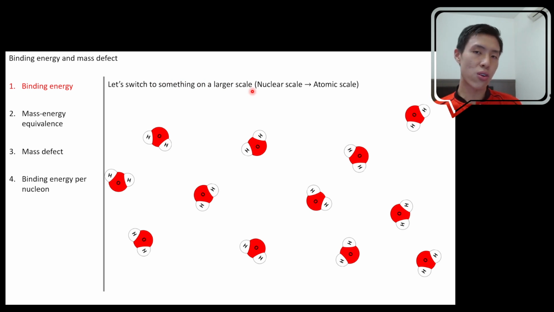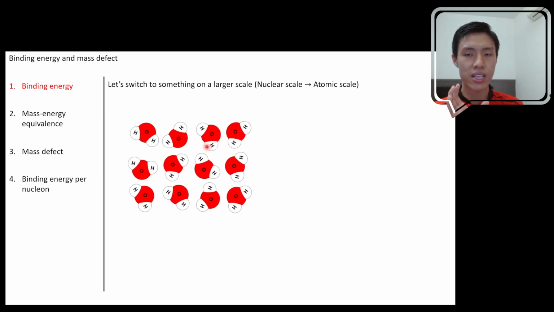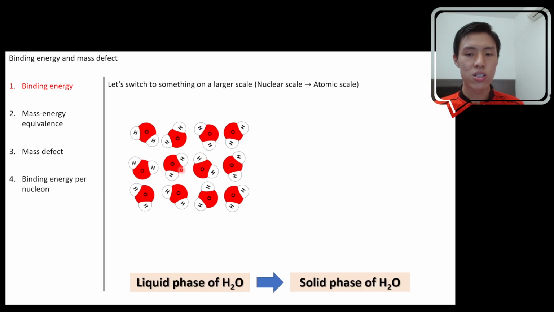So just now we were talking about formation of nucleus, where we bring protons and neutrons together. But now let's talk about something that you have been learning in secondary school, where you try to bring all these H2O particles over here to move it from being a liquid state to a solid state. So we are going to study the transition of H2O from liquid phase to solid phase.